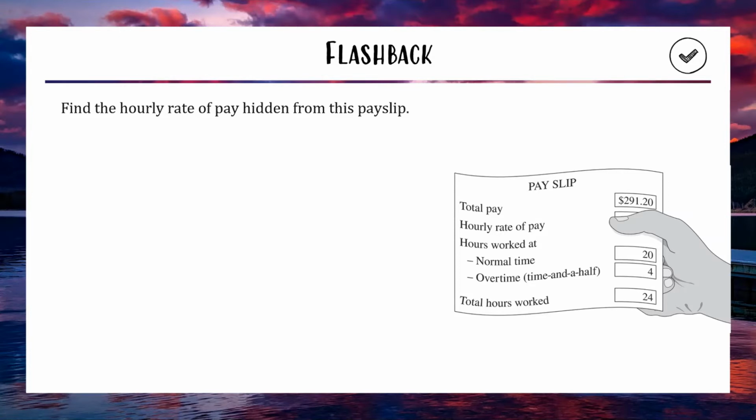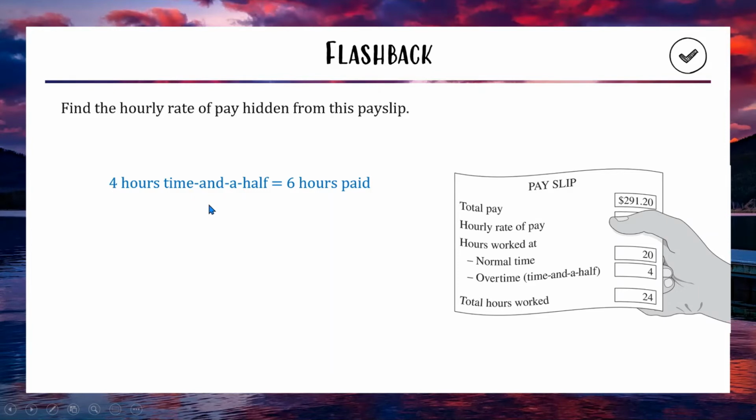Okay, so the trick here is that we don't want to do $291.20 divided by 24, because even though we've worked 24 hours, 4 of those hours were at time and a half wages. So think to yourself, if you worked 4 hours but you were paid time and a half, how many hours are they actually going to pay you for? Well, 1.5 lots of 4 is 6. So you work 4 hours, but they pay you for 6 hours. Our total hours worked is 24, but our total hours paid is going to be 26.